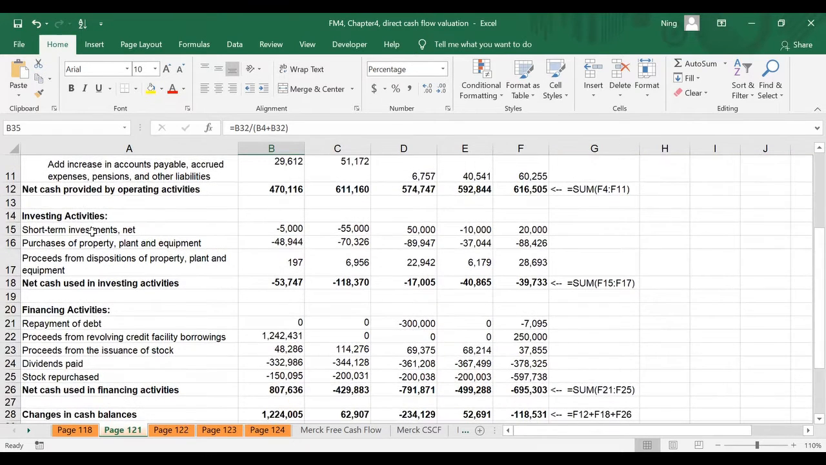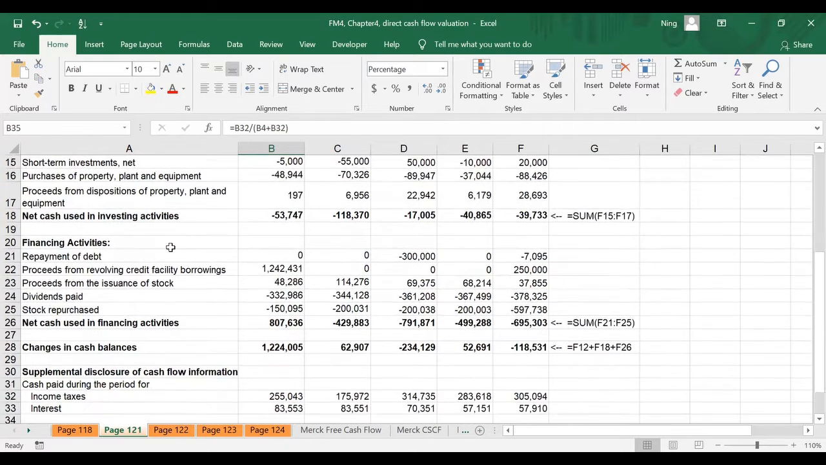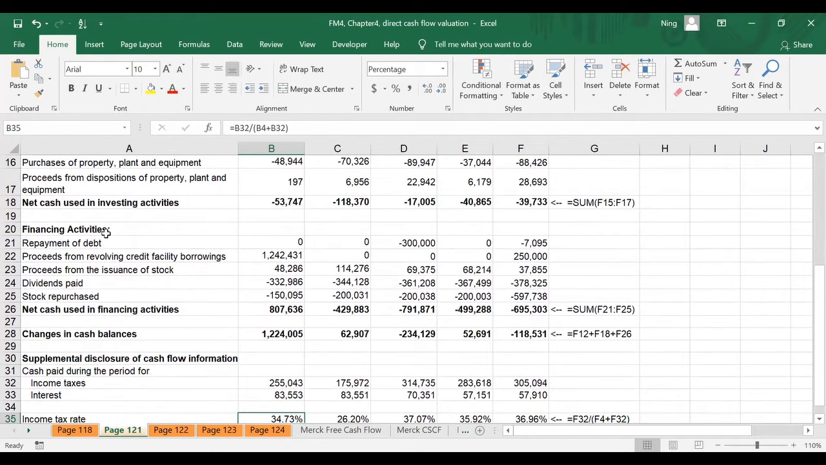Moving on to investment activities. Under this category, we have short-term investment and long-term investment, which is equivalent to PP&E. There you have the purchase of PP&E and proceeds from dispositions of PP&E. We'll definitely need all the PP&E information. The third category is financing activities. There you have all the cash flows related to stock, debt, and dividend. Since unlevered free cash flow is the operation free cash flow, we don't need any cash flows from the financing activities.